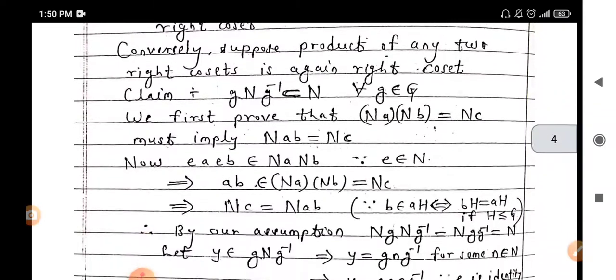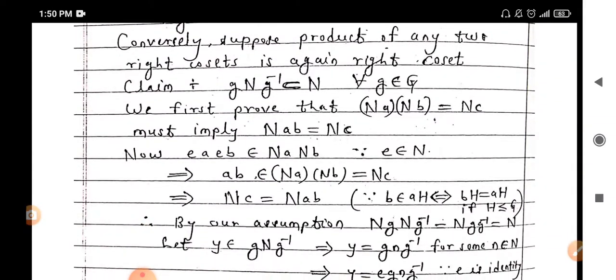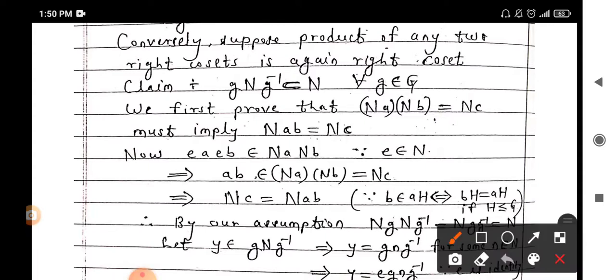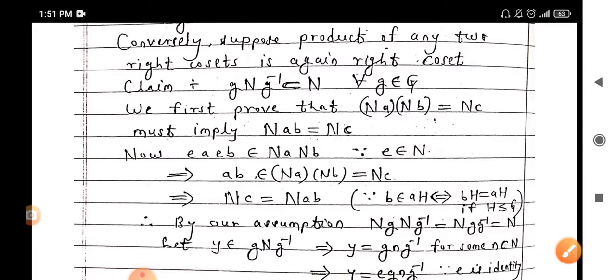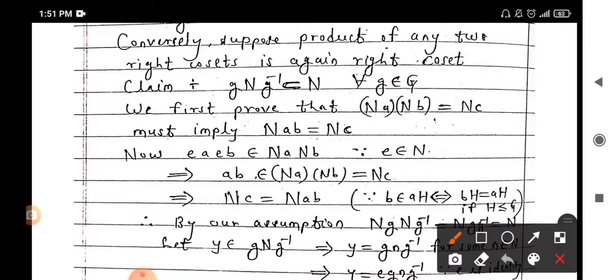Now conversely, suppose that the product of any two right cosets is again a right coset. Then we have to prove that N is a normal subgroup. Now we first prove that NaNb equals Nc implies Nab equals Nc. Now the identity in Na, that is ea, eb, belongs to NaNb. Therefore ab belongs to NaNb, but NaNb is Nc. Therefore Nc equals Nab.